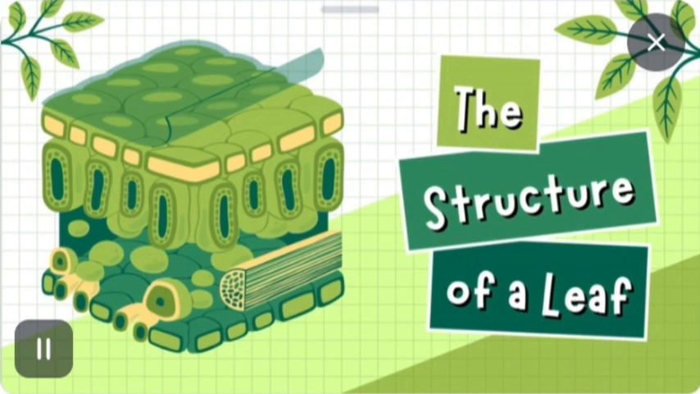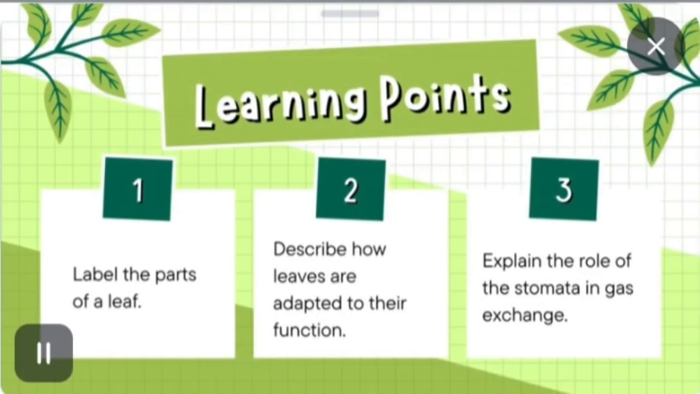Today in this video we are going to learn the structure of a leaf, how the structure has been made by our God. Let's begin with this video. So there are mainly three learning points. The first one is label the parts of a leaf. Second, describe how leaves are adapted to their function. And the third is explain the role of the stomata in gas exchange. As you all know that leaves are the main source of oxygen and carbon dioxide in the world. So let us go step by step into the video.